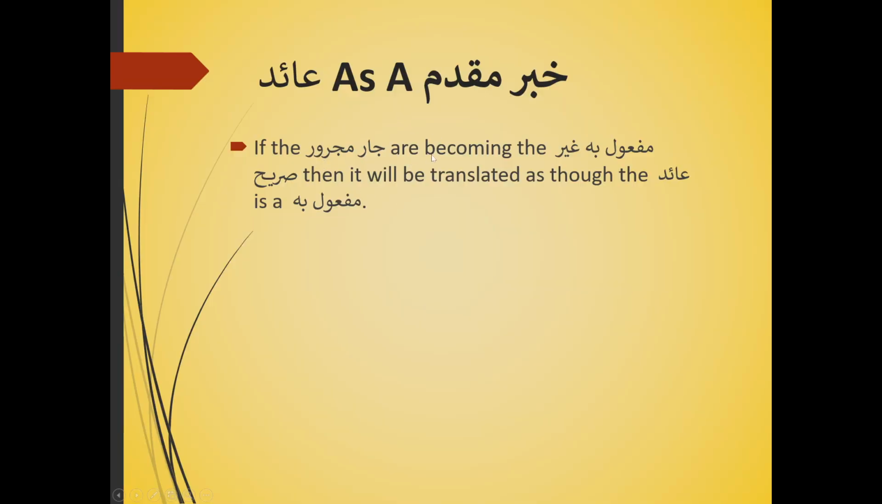Okay. Now, if the jar wa majrur are the maf'ul bi ghayr sarih, then it will also be translated as maf'ul bihi. This one we saw actually earlier. A boy whom I advise, but in this case we're looking at lahu. Yeah, this is to him, for him. That's how we would look at it. So that's why it's not there anymore. Okay, now here. A boy whom I advised.